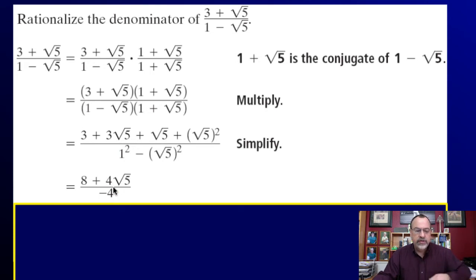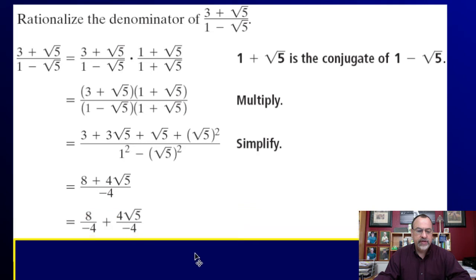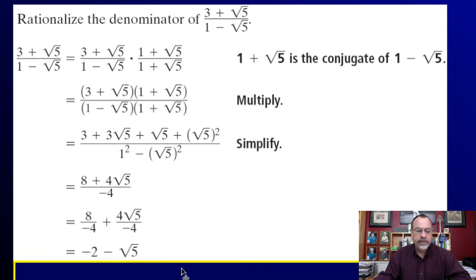Now I'm going to want to simplify this expression, and to simplify this we're going to need to split this expression into the two fractions. You remember when I have a plus sign in the middle of the numerator with a single denominator, I can write this as two fractions. So I can take the 8 over the negative 4 plus the 4 square root of 5 over the negative 4, which then allows me to do some more simplifying. So this simplifies to negative 2. These 4's reduce to a negative 1. So the simplified version then is negative 2 minus the square root of 5.